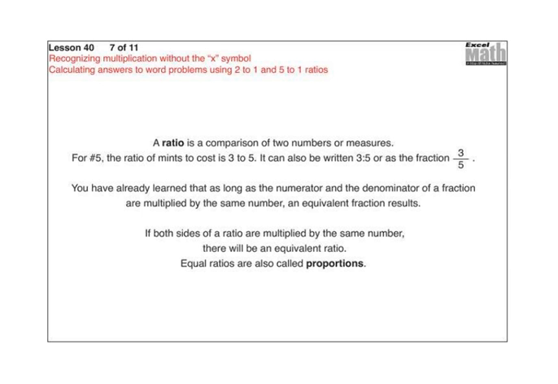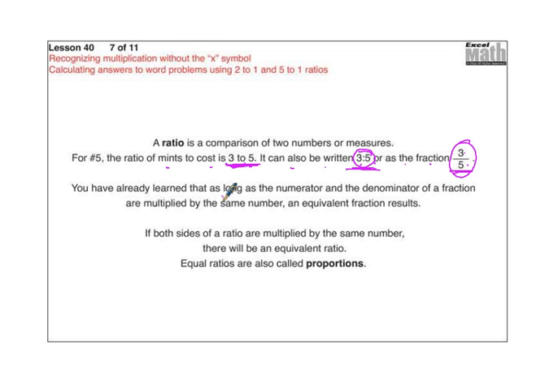A ratio is a comparison of two numbers or measures. For number 5, the ratio of mints to cost is 3 to 5 because you get 3 mints for 5 cents. That ratio is a 3 to 5 ratio. It can also be written to look like this. We can write it with the word "to" between it, with a colon between it, or as the fraction 3/5, which is a 3 to 5 ratio. 3 different ways of writing ratios or relationships between numbers.